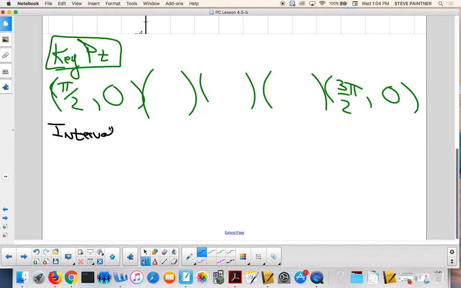Well, you know your period is what? Pi. Take the period, cut it into 4 equal parts. So basically, take pi and divide by 4. What do you do with pi over 4? There's nothing to do. You're counting by 1/4 pi, another fourth, another fourth, another fourth, another fourth.